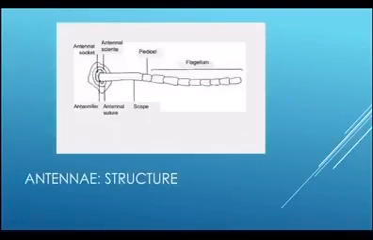Here is the diagram. As you can see in the diagram, the antenna is fixed in the antennal socket of the head, and around the antennal socket is an antennal suture. Then come the two segments, that is pedicel and scape, and the flagellum, as you can see, is the longest. This is the typical structure.